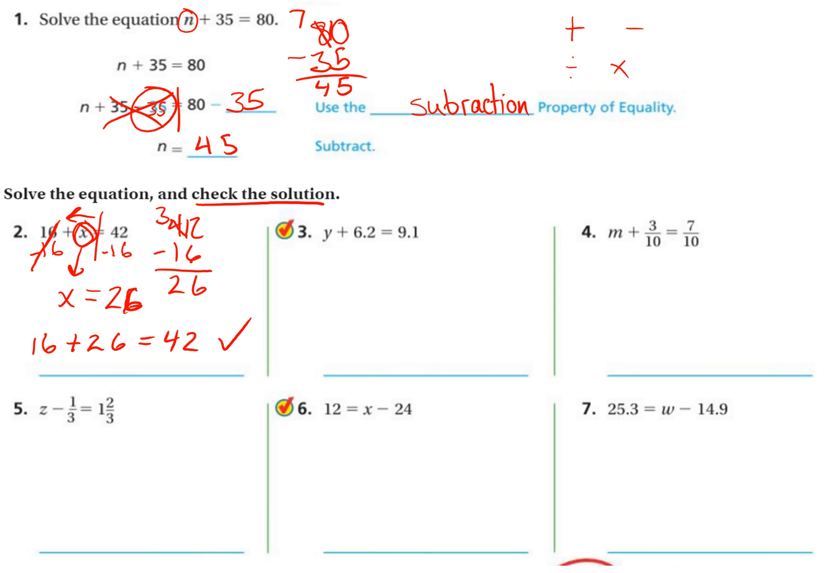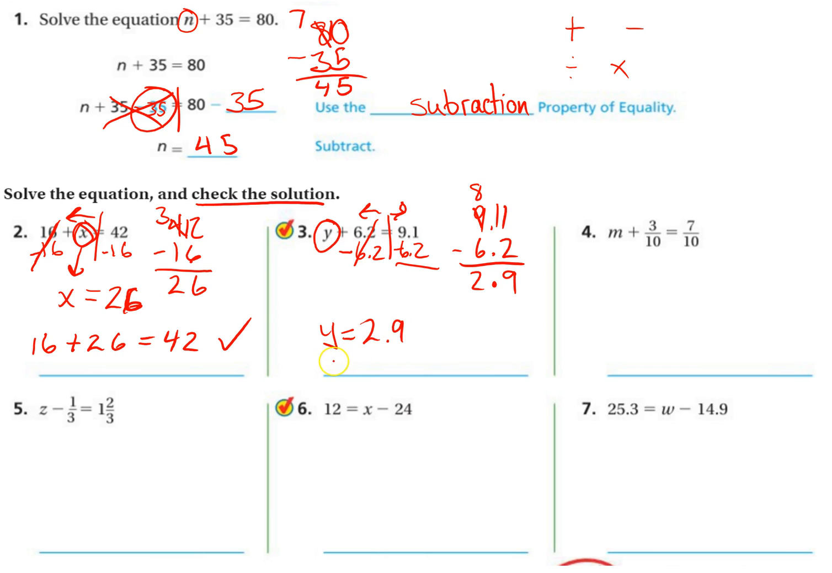Okay, let's look at number 3. Again, I want to get the variable by itself over here. I want just y by itself. I have a plus 6.2, so I need the opposite of that, minus 6.2. That will get rid of the 6.2. And what I do to one side of the equal sign, I have to do to the other. So I take away 6.2 on this side. So 9.1 minus 6.2. Well, my decimals are lined up. Do the subtraction. Y now equals 2.9.